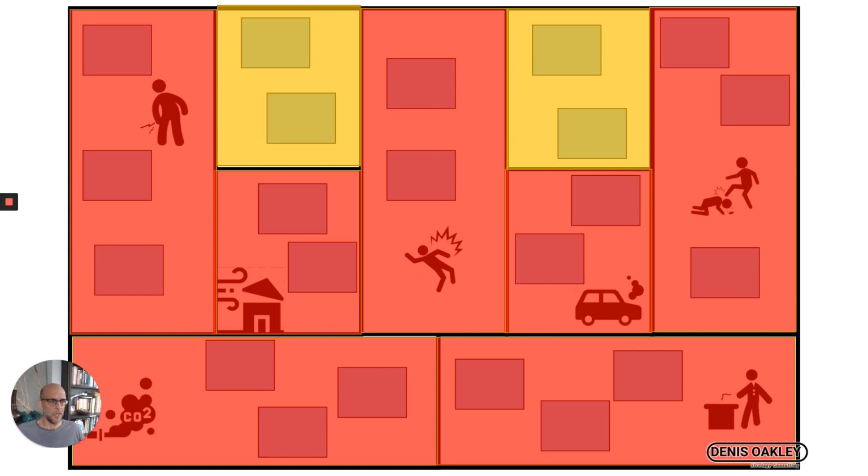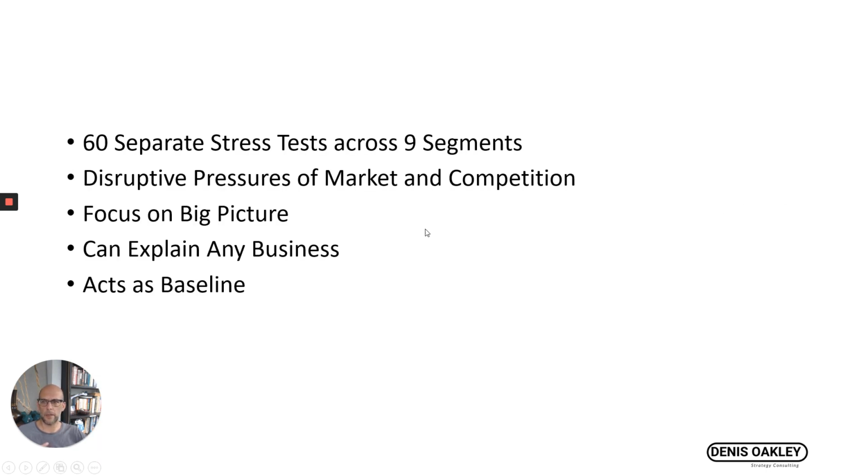So here we've mapped and sort of say, okay, this is showing us that the business model is very much under stress, under pressure. And for a company that's had a business model for 50 or 100 years, this is very, very threatening. This is an existential threat because they're not used to the change. So we run 60 separate stress tests over all 9 segments. We look at the disruption pressures of the market and competition, but it's always very much focusing on the big picture to make this clear.